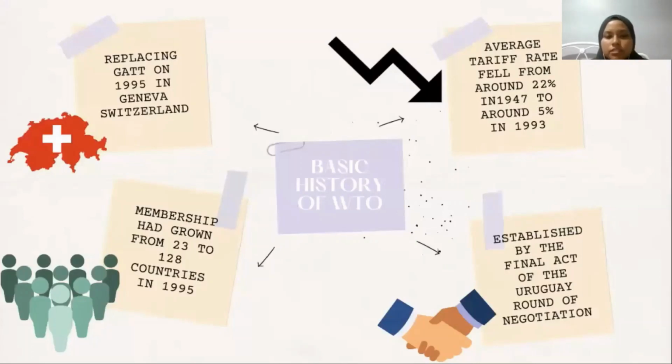So, the basic history of WTO: it came after GATT, with WTO replacing GATT in 1995, and it is also in Geneva, Switzerland. The membership had grown from 23 to 128 countries by 1995. The average tariff rate fell from around 22% in 1947 to around 5% in 1993. WTO was established by the final act of the Uruguay round of negotiation, which is the last round of meetings.